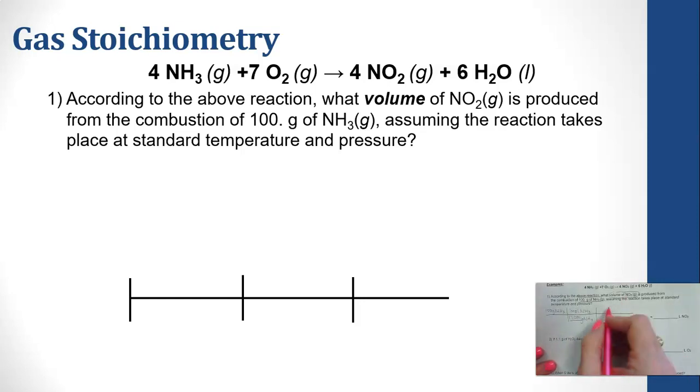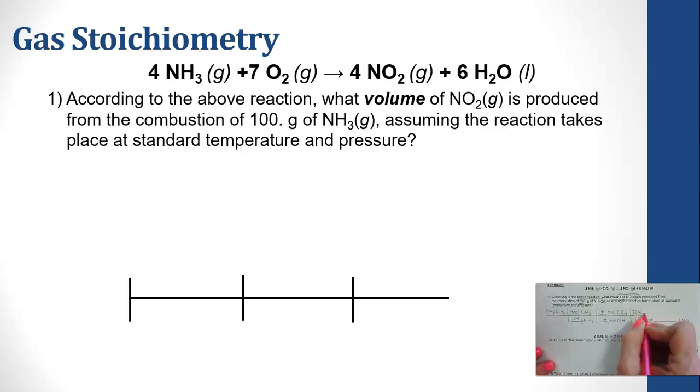And what I'm looking for is volume of nitrogen dioxide, but I need to get that into moles in order to use the volume conversion. Okay, here are going to go my coefficients. So I go back to my balanced equation. There are 4 moles of ammonia and 4 moles of NO2. So I just go down, moles of NO2. In 1 mole of NO2, this is where we're going to use the conversion factor, 22.4 liters of gas.